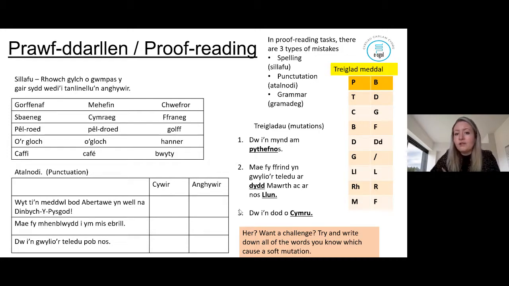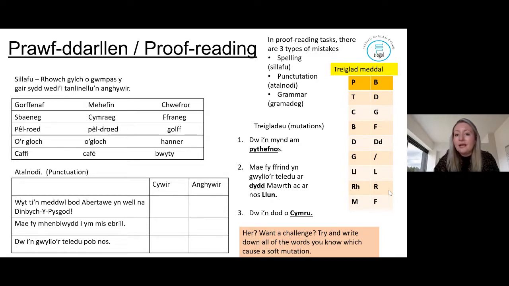So Rhif 1 yn dweud, dwi'n mynd am pythefnos. Now, am is a word that causes a treiglad meddal. Am causes a soft mutation. So look at the grid and tell me what pythefnos turns to. So it's only the first letter that needs to change. Okay, so it's only the P that needs to change. So look at the grid and tell me what pythefnos changes to. Write your answer in the chat for me, okay?